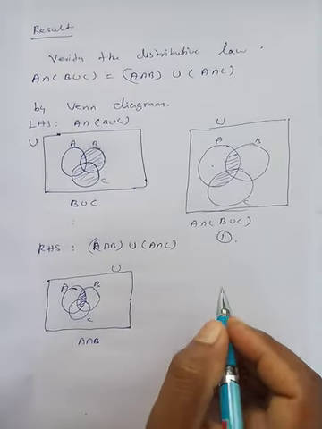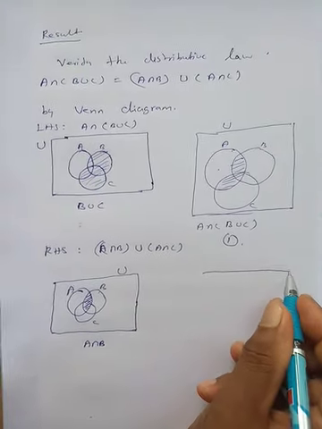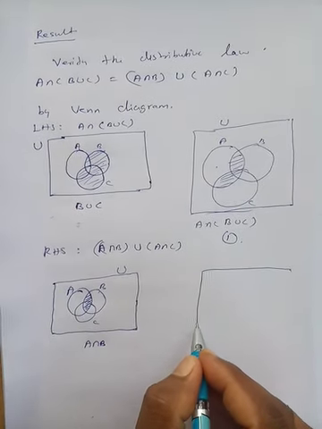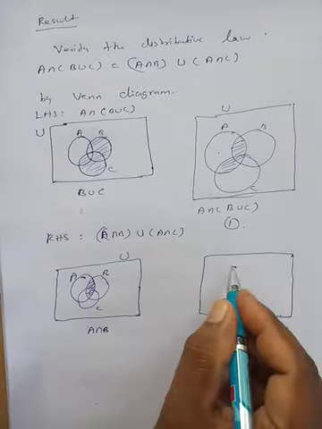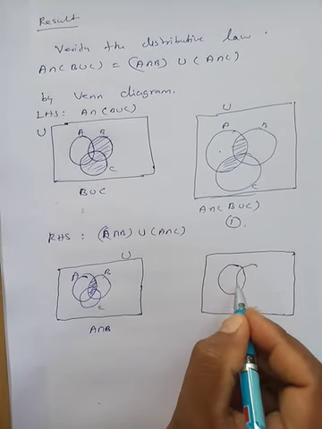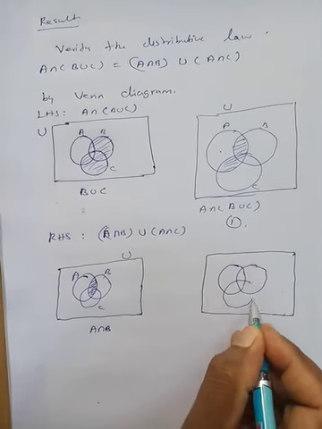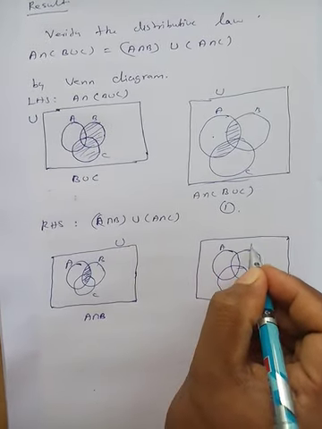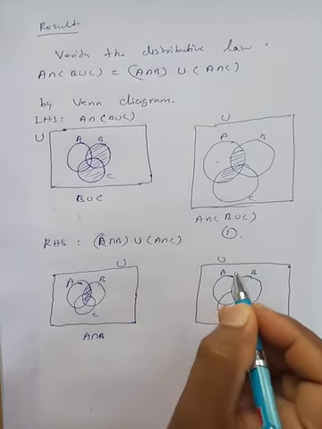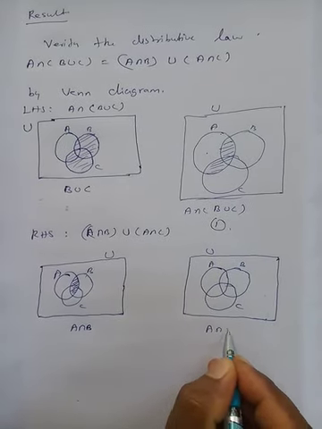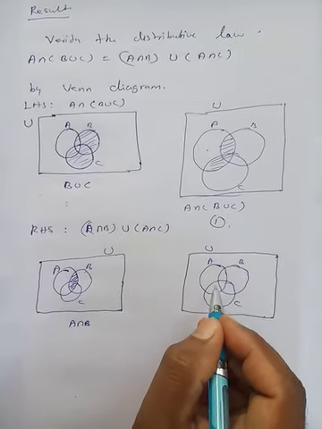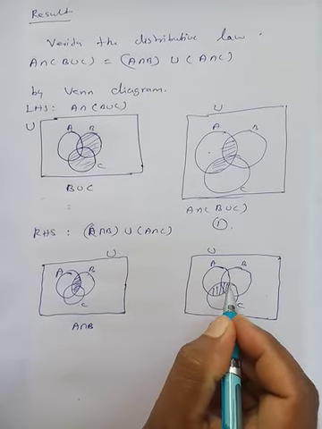So next diagram. Three overlapping sets A, B and C in the universal set. Here we represent A intersection C, the common region of A and C.